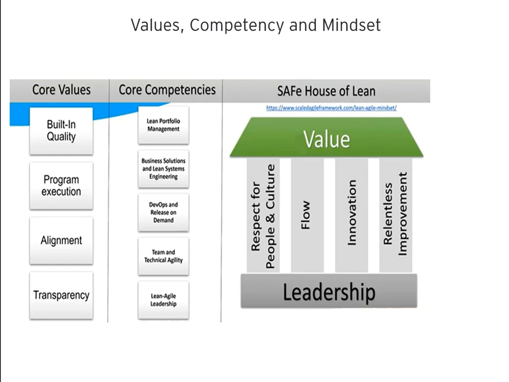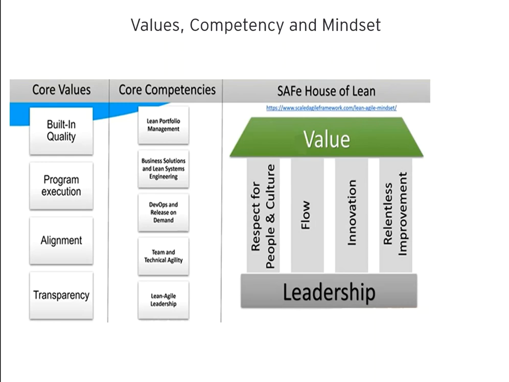What are the core competencies? Lean portfolio management, business solutions and lean system engineering, DevOps and release on demand, team and technical agility, lean agile leadership. If you want to see all these core competencies, then you have to go to the full SAFe. If you visit the Scaled Agile Framework website and go to the full SAFe framework, you will find all these core competencies.